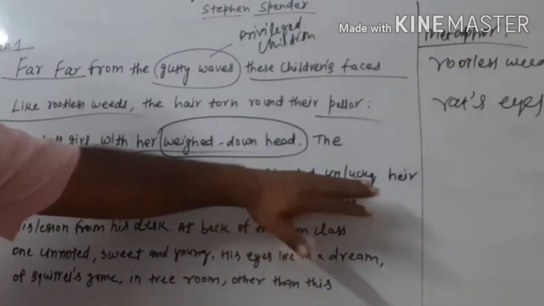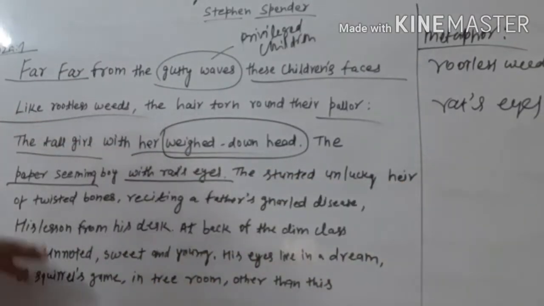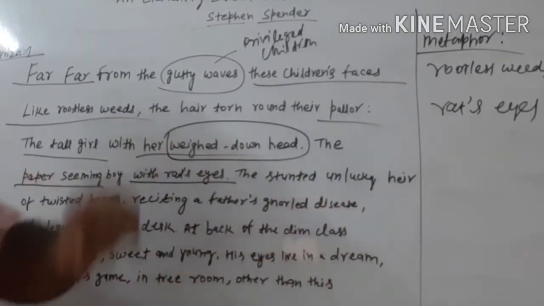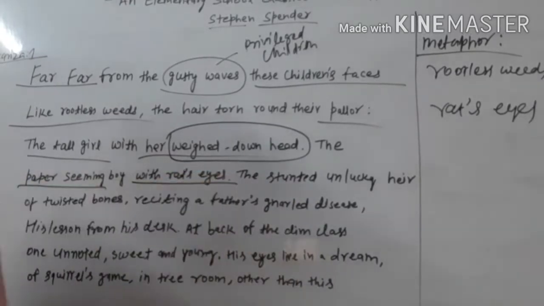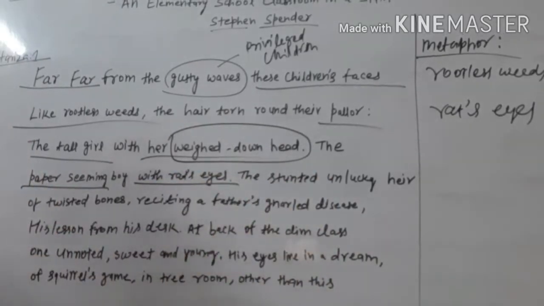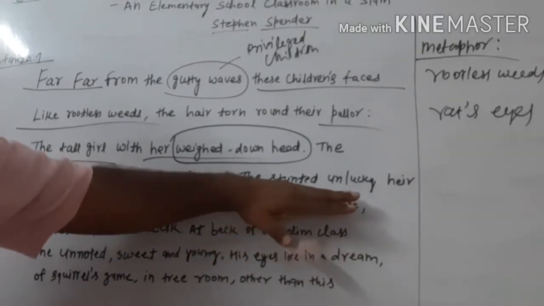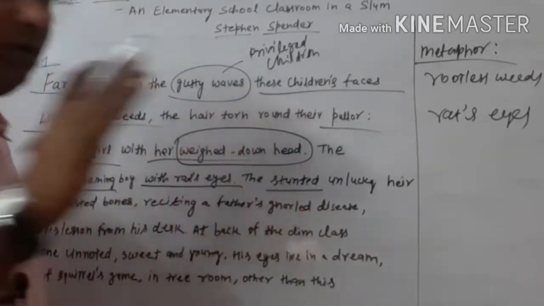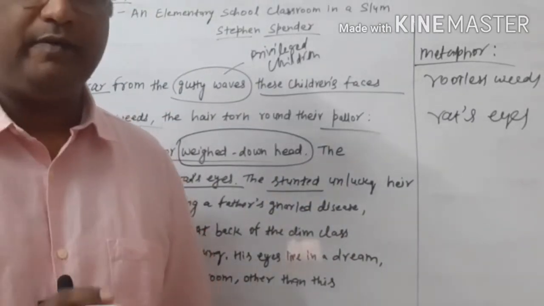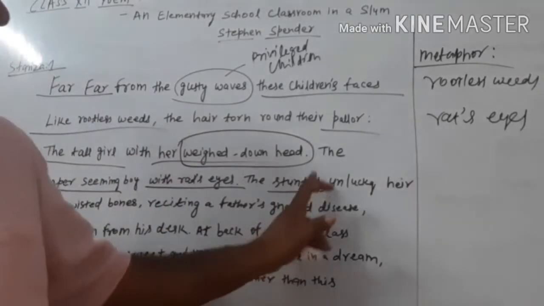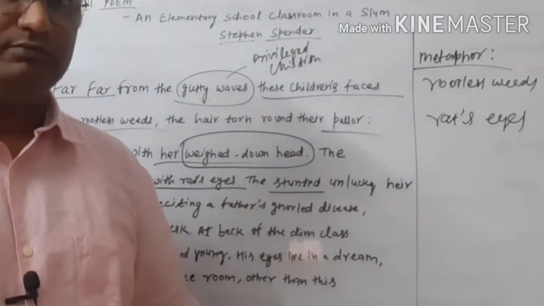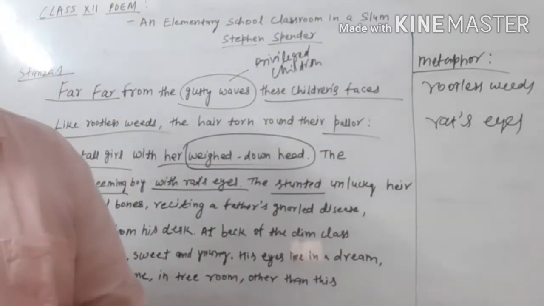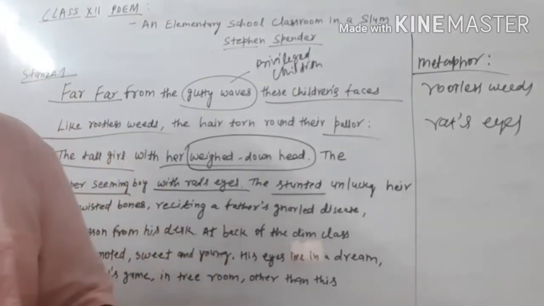The stunted, unlucky heir of twisted bones, reciting a father's gnarled disease. Okay, so now there is another boy who is a stunted, unlucky heir. Stunted means that growth is stopped. It has been prevented from growing. This boy's growth is stunted because of malnutrition. He is not getting proper nourishment.